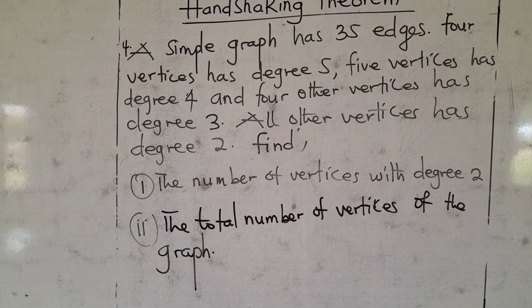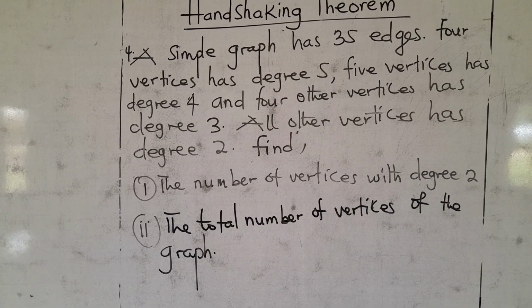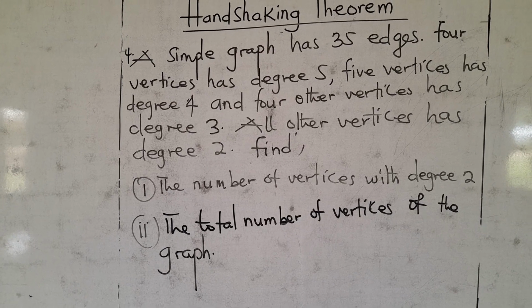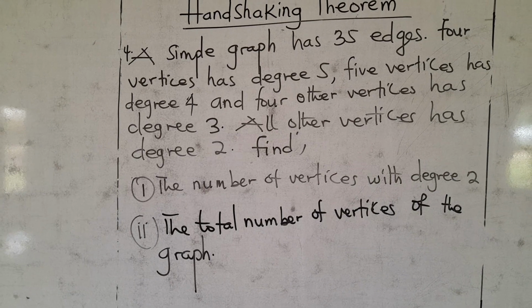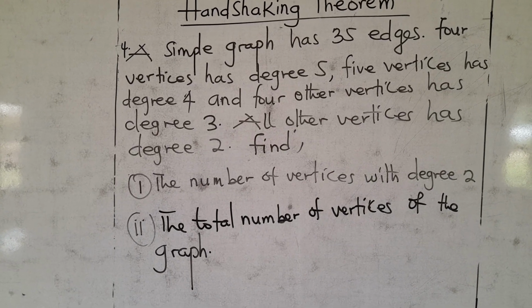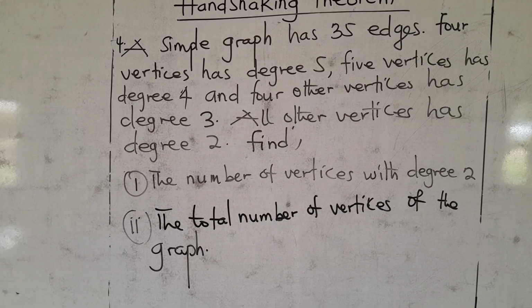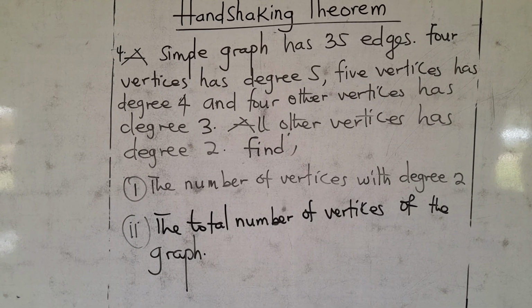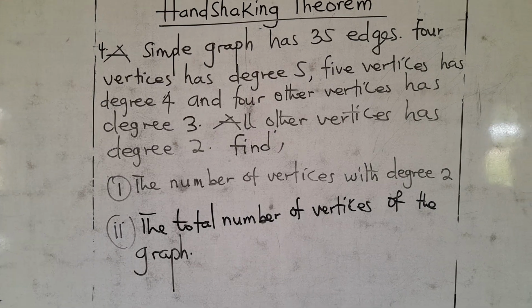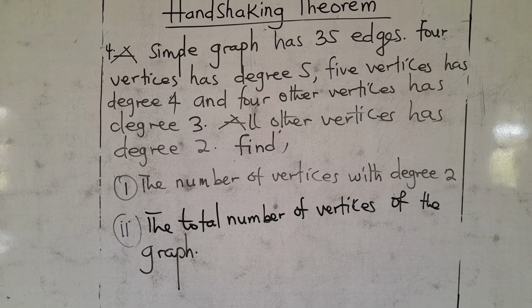So we'll look at our 4th example. They say a simple graph has 35 edges. 4 vertices have degree 5. 5 vertices have degree 4. And 4 other vertices have degree 2. So all other vertices have degree 2. We should find the number of vertices with degree 2, then the total number of vertices of the graph.